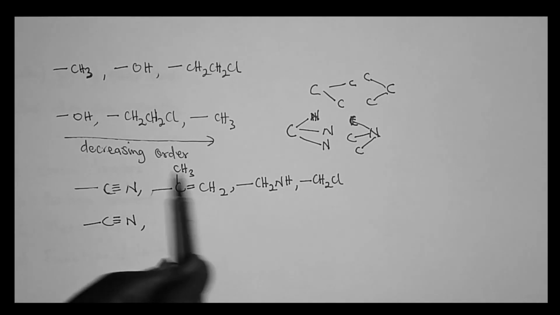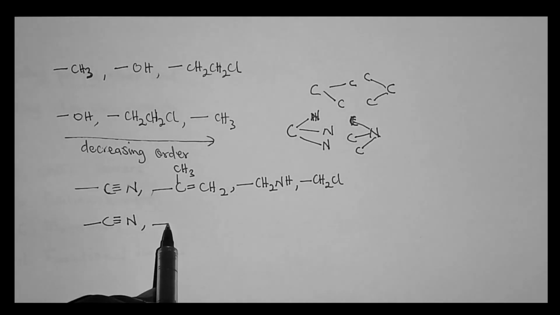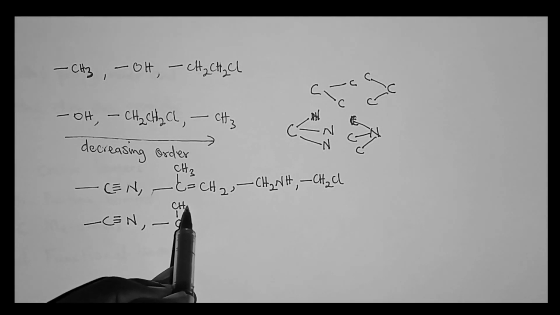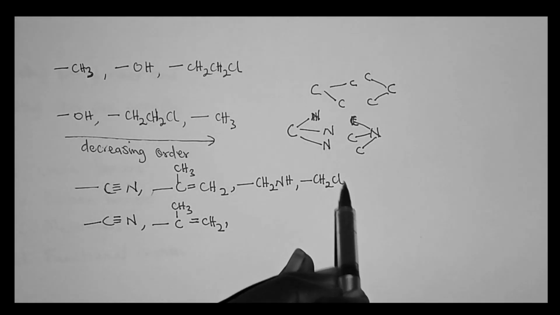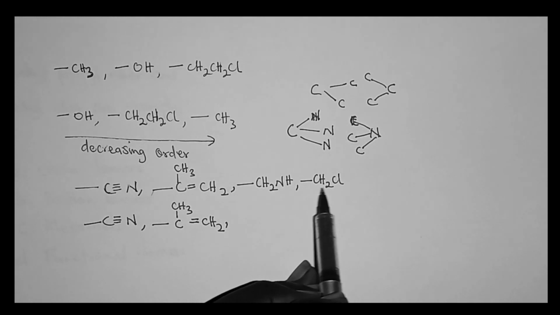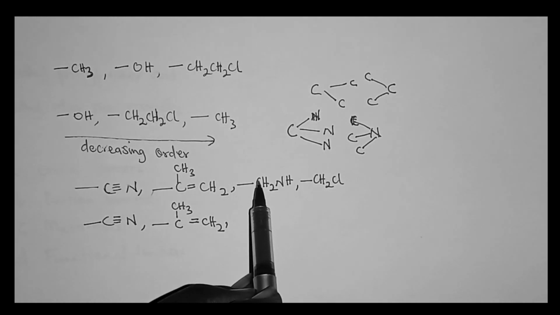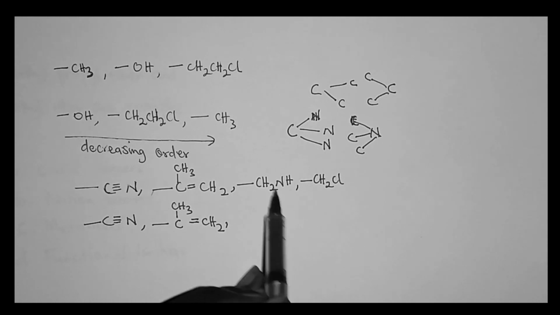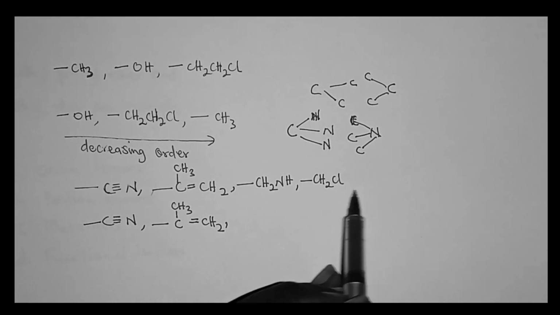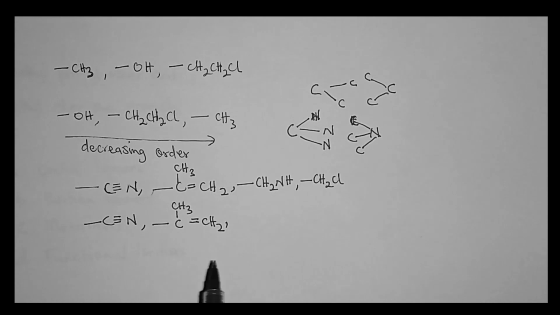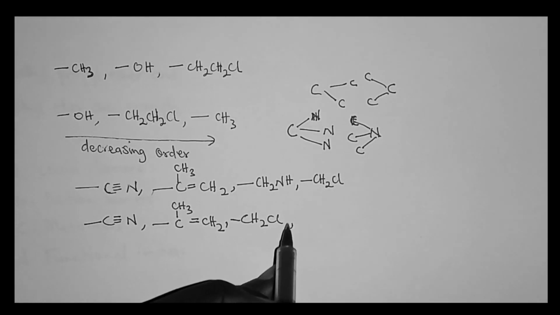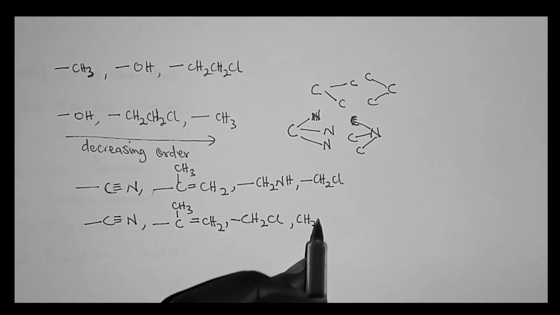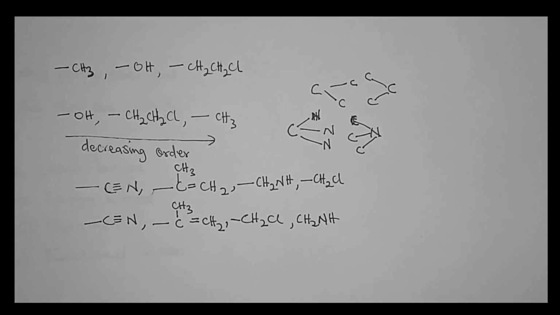Then the next one is the double bond. So this double bond will come next. CH2. Then the chlorine group, here is a CH2Cl. But here is a carbon bonded to 2 protons and then a nitrogen. Chlorine has a larger molar mass than a nitrogen, and therefore CH2Cl comes next. And the last one is CH2NH. So this is also decreasing order.